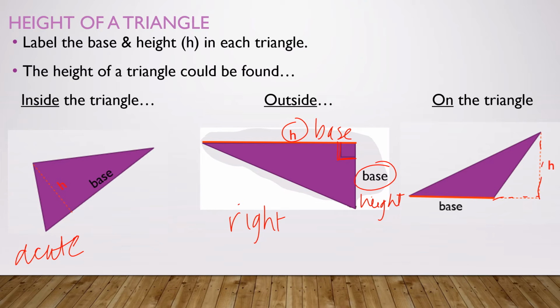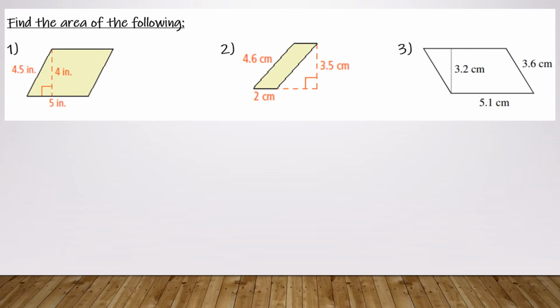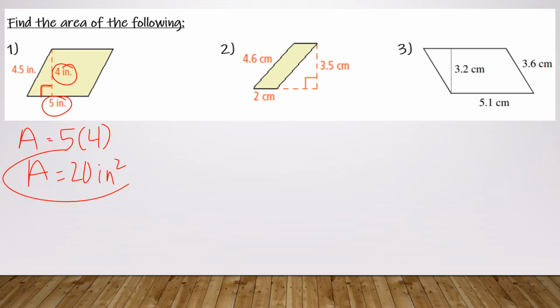Make sure you get that on your notes. Okay, well, I'm re-recording the slide because I messed up. So the height is always perpendicular with the base. So we have our 4 inches for the height and 5 inches for the base. Base times height, so I get 20 inches squared.